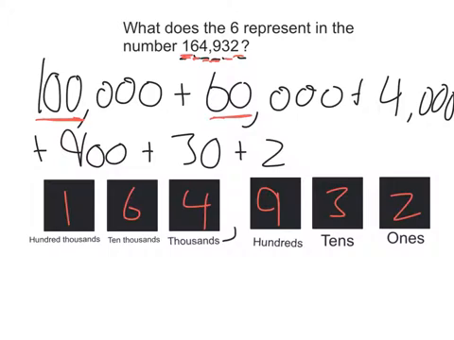So when the question asks, what does a 6 represent in the number 164,932, we can see that the 6 is in the tens of thousands spot right there, which means that 6 would represent the number of tens of thousands in the number 164,932. So that's the basics of place value, and they're pretty simple, and you'll just get better at it with time.